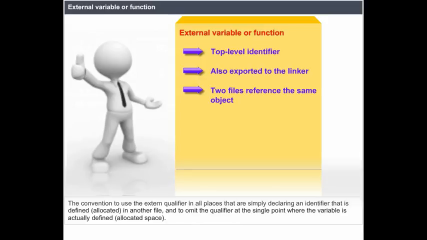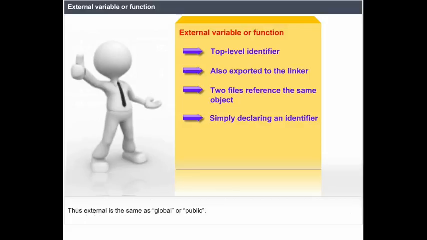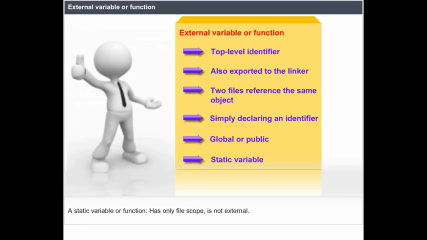The convention is to use the extern qualifier in all places that simply declare an identifier that is defined or allocated in another file, and to omit the qualifier at the single point where the variable is actually defined or allocated space. Thus, external is the same as global or public. A static variable or function has only file scope and is not external. Thus, static is the same as private.